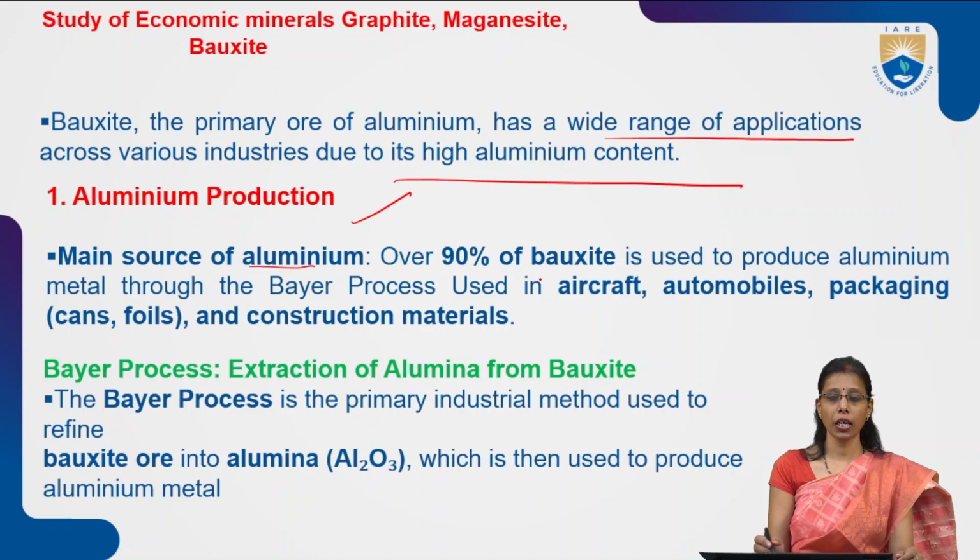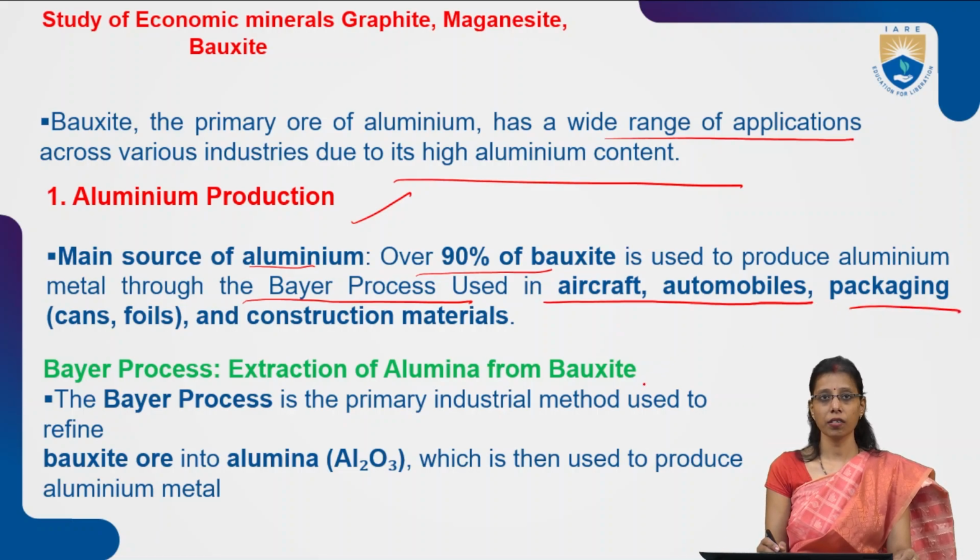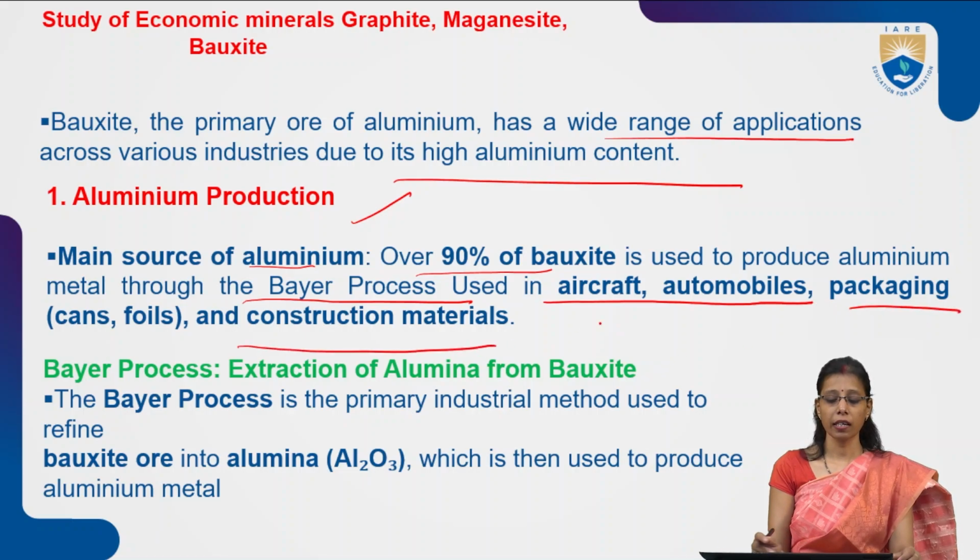So the main source of aluminium here is bauxite; over 90% of bauxite is used to produce aluminium metal through the Bayer's process. Aluminium is used in aircraft, automobiles, packaging industries like cans and foils, and construction materials. So aluminium production is basically done from bauxite, which is used in aircraft, automobiles, packaging like cans, foils, and construction materials.